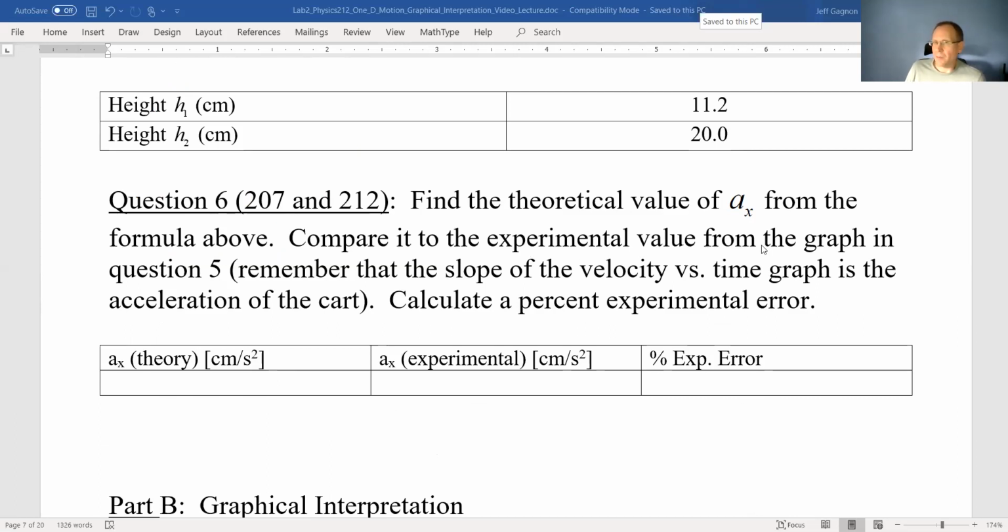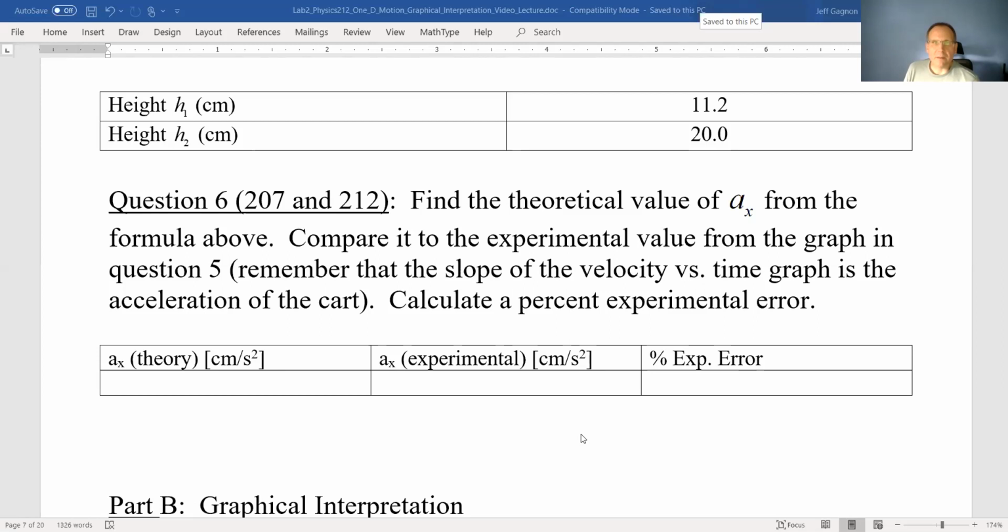And where does that come from? It comes from that last graph that you did when you graphed final velocity versus time. Remember, the slope of that graph represented the acceleration. So this is from the slope of the graph. And you want to compare these two by computing a percent experimental error. And again, make sure you show me all of these calculations for your lab report.